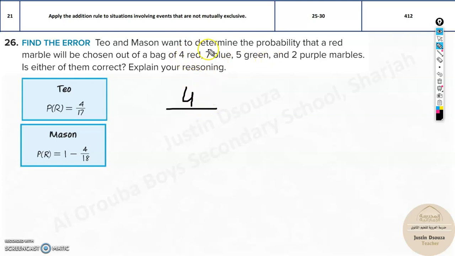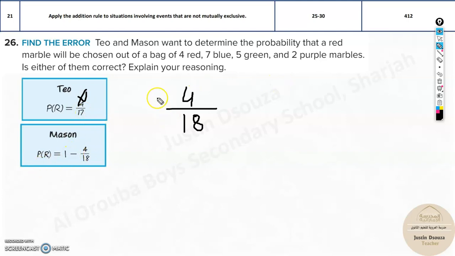Total is 4 plus 7 is 11. 11 plus 5, 16. 17, 18. Wait, let me. 11, 16, 18. Okay, yeah, this guy is wrong. I got confused. Okay, 18. Then, this is the answer, right? What did this guy do? Theo is wrong. 4 by 17 he did.